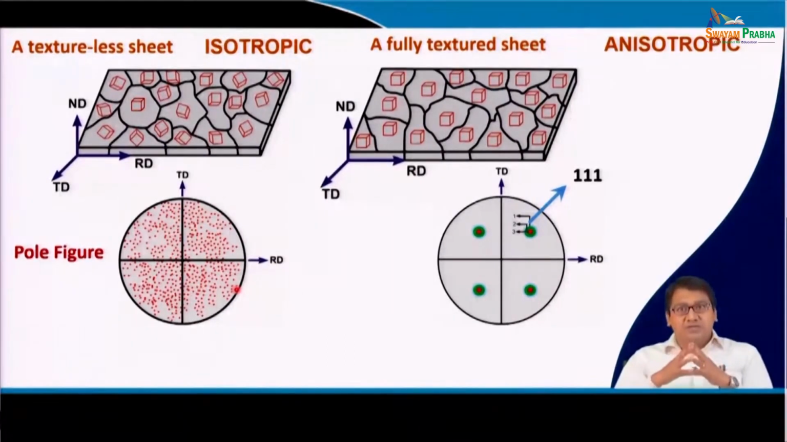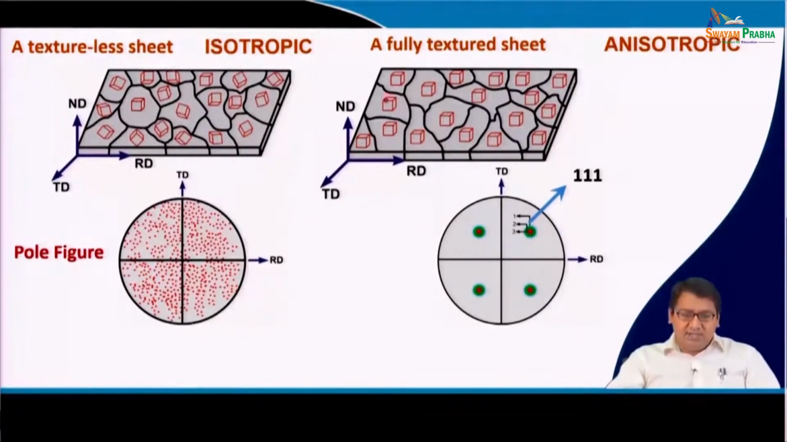These kinds of materials are almost impossible to develop in a real life scenario, and if such a material could be developed, it would have isotropic material properties. So, these materials are basically known as isotropic materials.